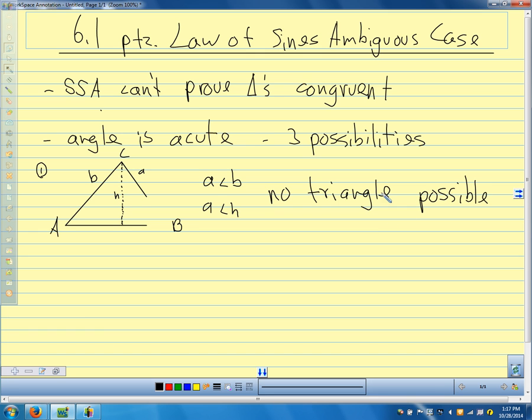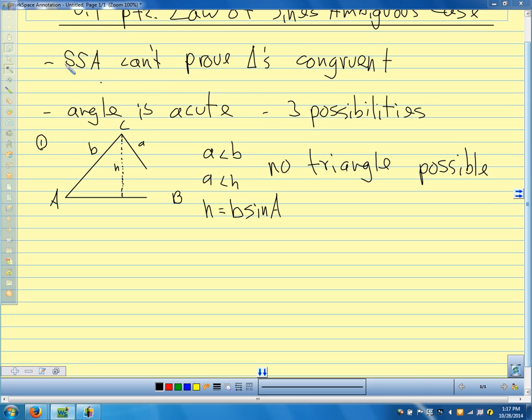And thinking about how we set up our law of sines yesterday, how we showed that it worked, how do we find the height of this triangle if we know angle A and we know side b? h equals, we said, b sin A. So if we have a side-side-angle triangle and a is less than b, we need to figure out, is a also less than the height? If a is less than b and a is less than the height, then we have no possible triangle. So that's one case with a side-side-angle triangle.